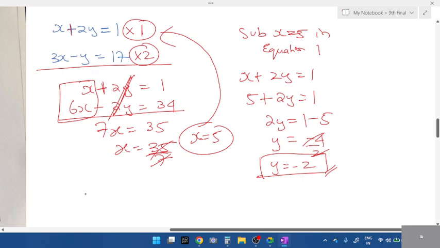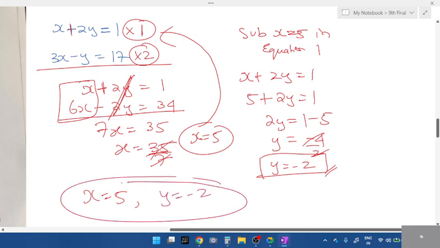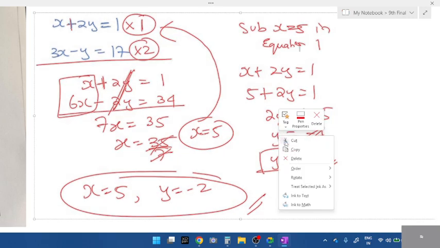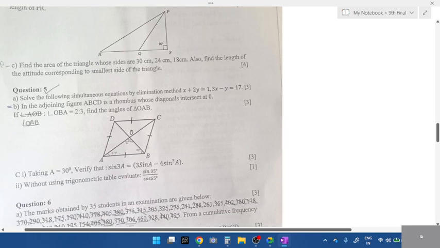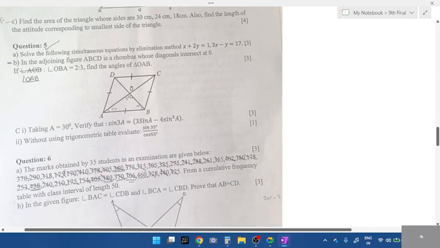Okay, y is equal to minus 2, x is equal to 5. Got the answers? Delicia, done? Okay, Delicia, do one thing. You don't copy this. You understood how to solve, right? You do it now and send it. Clear?